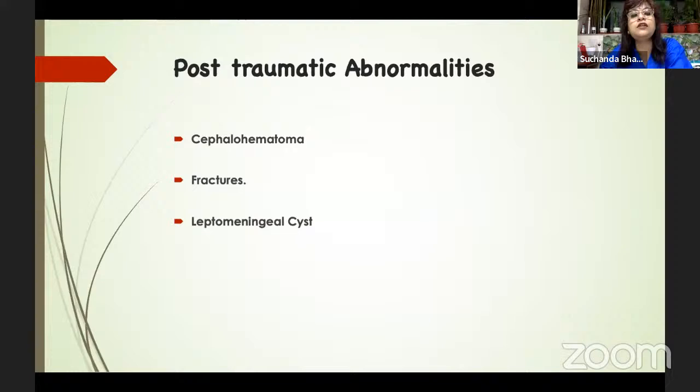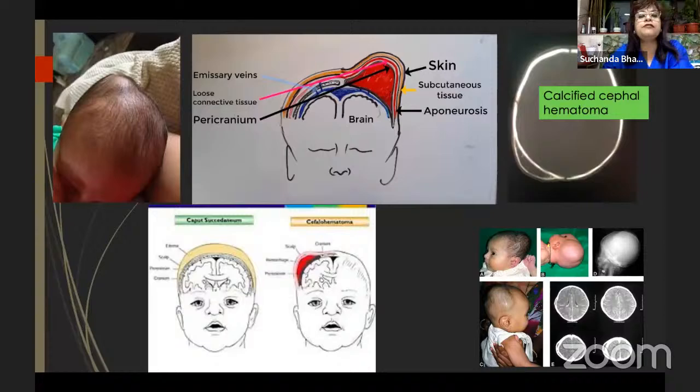This did not have. So coming to the post-traumatic abnormalities, there could be a cephalhematoma, there could be fractures, there could be leptomeningeal cyst, popularly known as the growing skull fracture. So this is an example of a cephalhematoma. Here you can see the peculiarity, this is a birth trauma, you can say, and they are limited by the sutures. They do not cross the suture line and they remain below the aponeurosis but above the skull. They usually involute by themselves, but sometimes they get calcified and you can get a very hard lump over the head. So this is an example of a chronic calcified cephalhematoma.